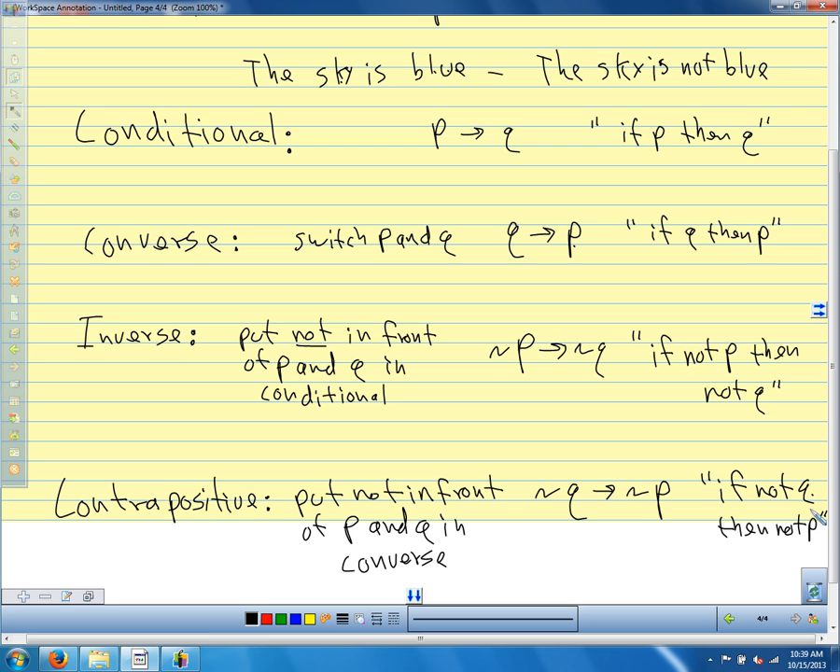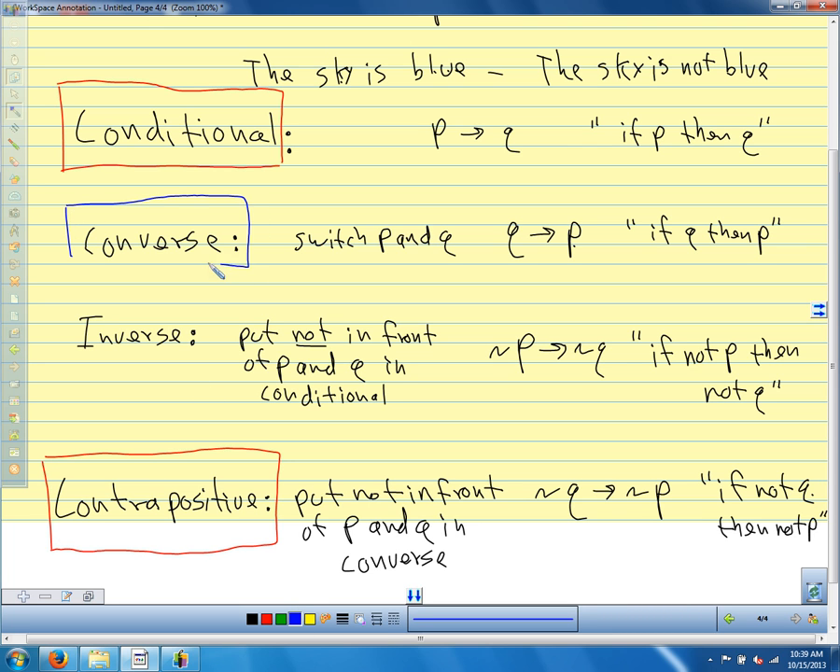And I'm going to circle these, two of these in red and two in blue. The conditional and the contrapositive are the same statement. They have the same truth value. And the converse and the inverse have the same truth value. So if the conditional is true, the contrapositive is true. If the conditional is false, the contrapositive is false. So they're related. They're exactly the same.